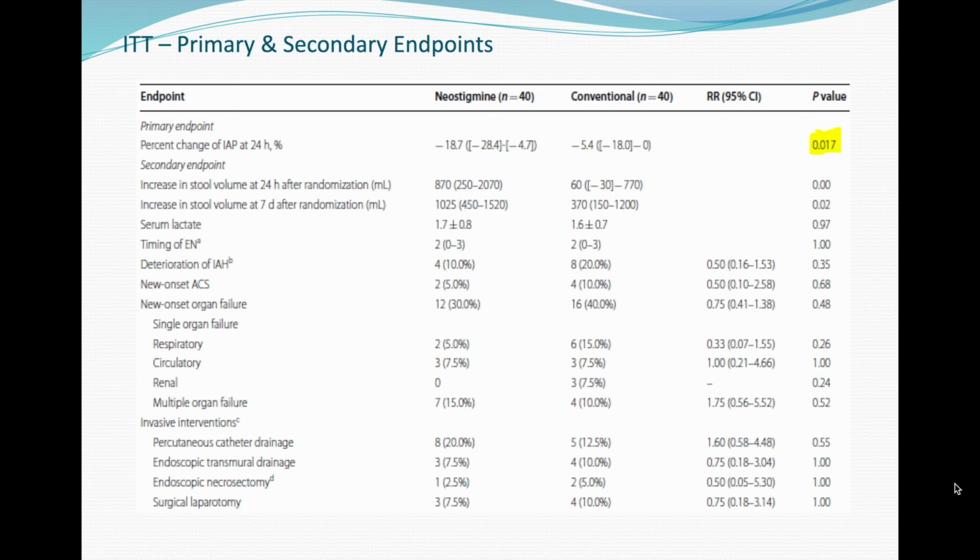So, intention to treat analysis of primary and secondary endpoints. The primary endpoint was significant, as I told you already, with a p-value of 0.017. For the rest, there was no significant difference except the increase in stool volume at 24 hours after randomization and the increase in stool volume at 7 days after randomization. This was intention to treat analysis.